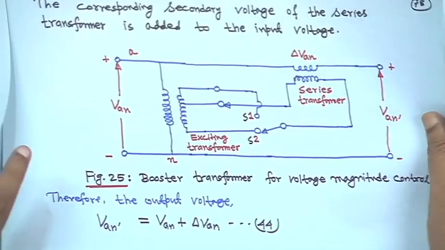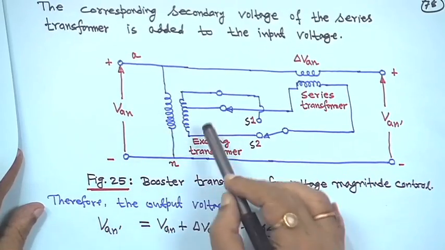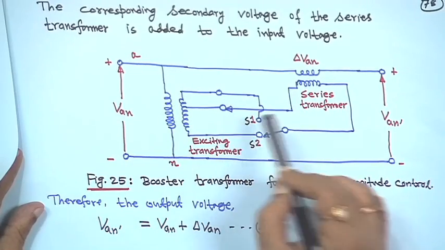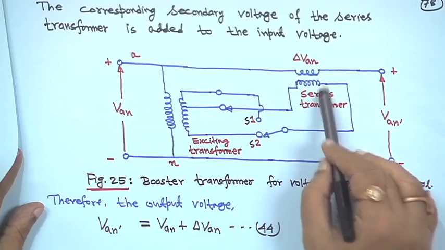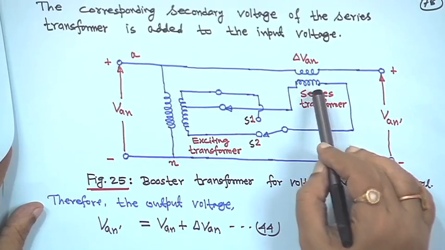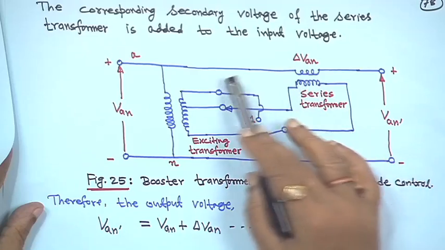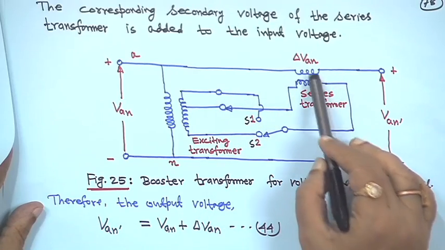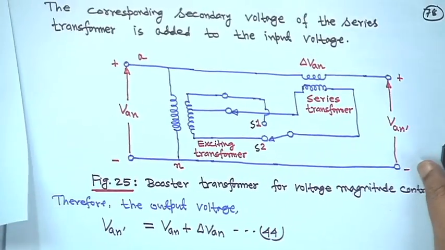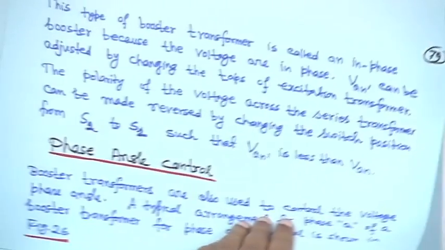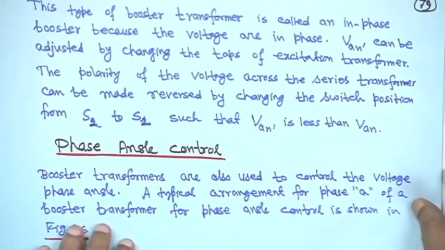So, this is your connection: this is VAN, this is the exciting transformer, you have the tap connections as shown, and the output of this is connected to the series transformer, whose other winding is in series with phase A, such that voltage can be added or subtracted. They are in phase, so voltage magnitude can be added. This type of booster transformer is called an in phase booster, because the voltages are in phase.